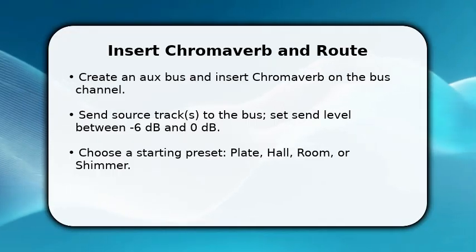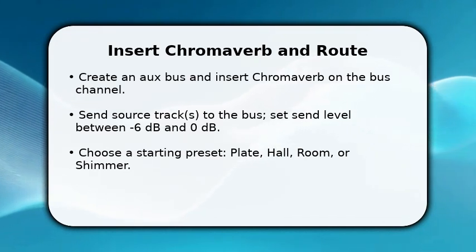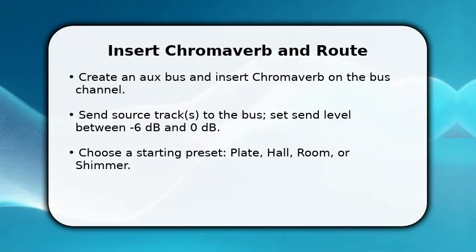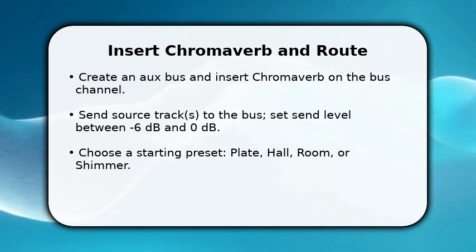You start by creating an aux bus and placing Chromaverb on that bus. This gives you a single reverb return to control. Next, send your audio tracks to the bus and set the send level so the reverb sits at a usable level, typically around -6 dB to 0 dB.